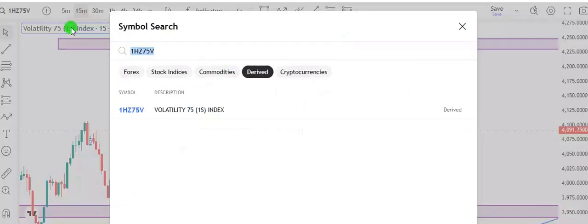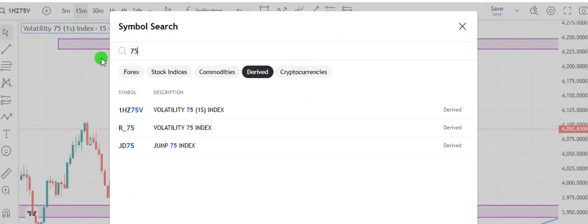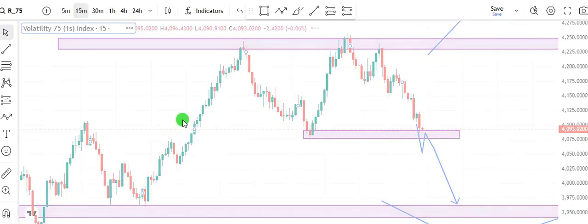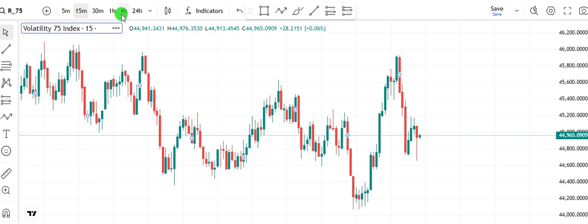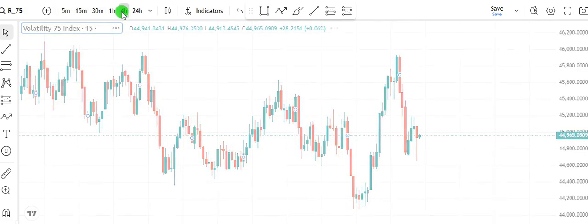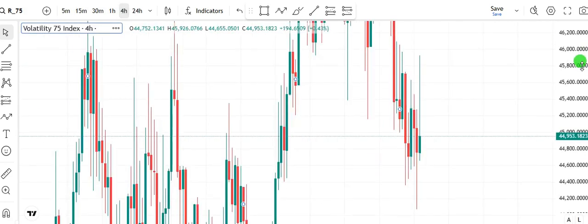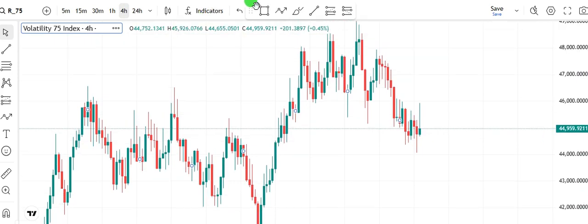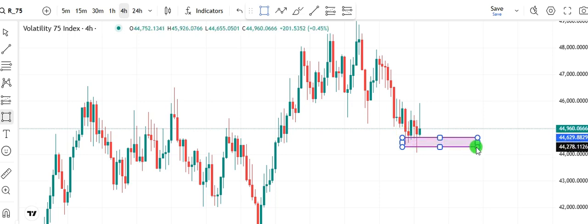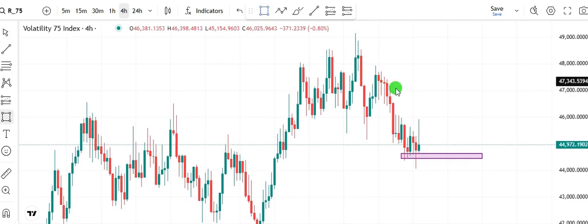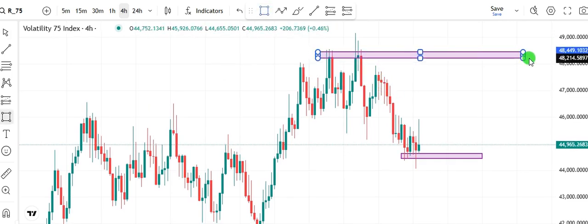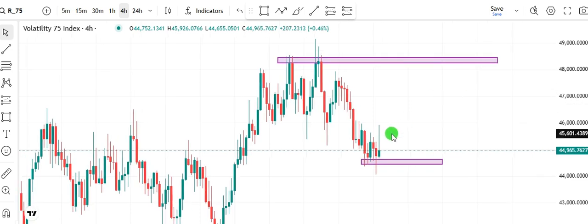So let's go to Volatility 75. Okay, it's Volatility 75, so let's go straight to the H4. I think I see the recent high and recent low already, but we still have to take it down to see the recent low around this level. And of course, here is the general high that actually led to this whole movement. So let's see the actual market at this level.